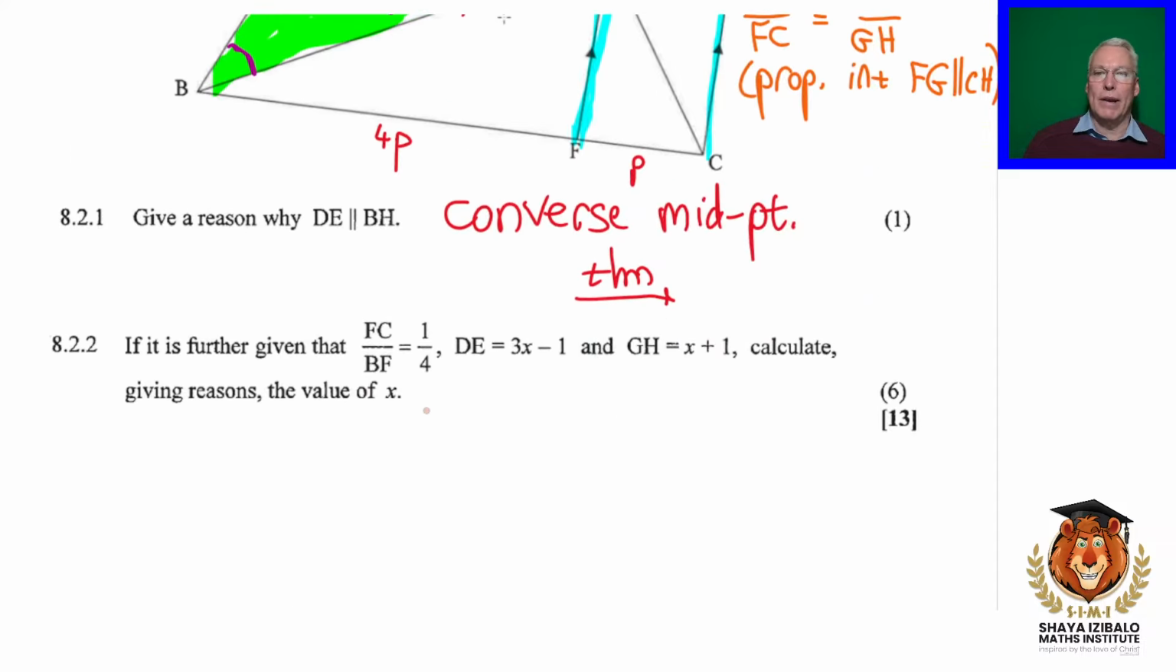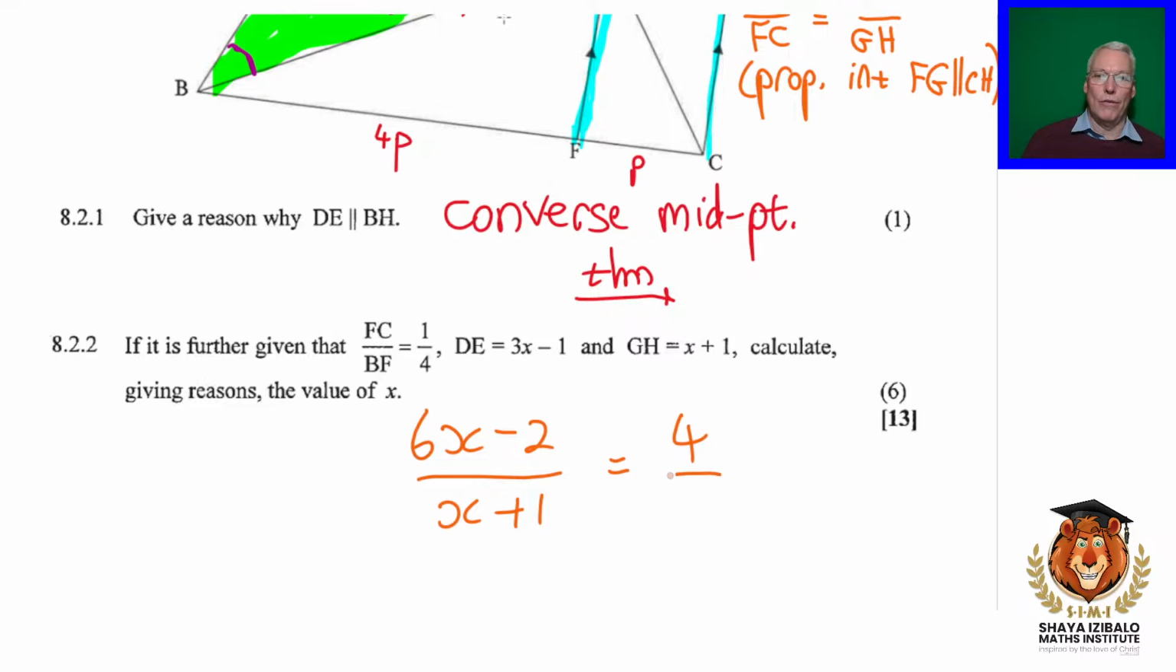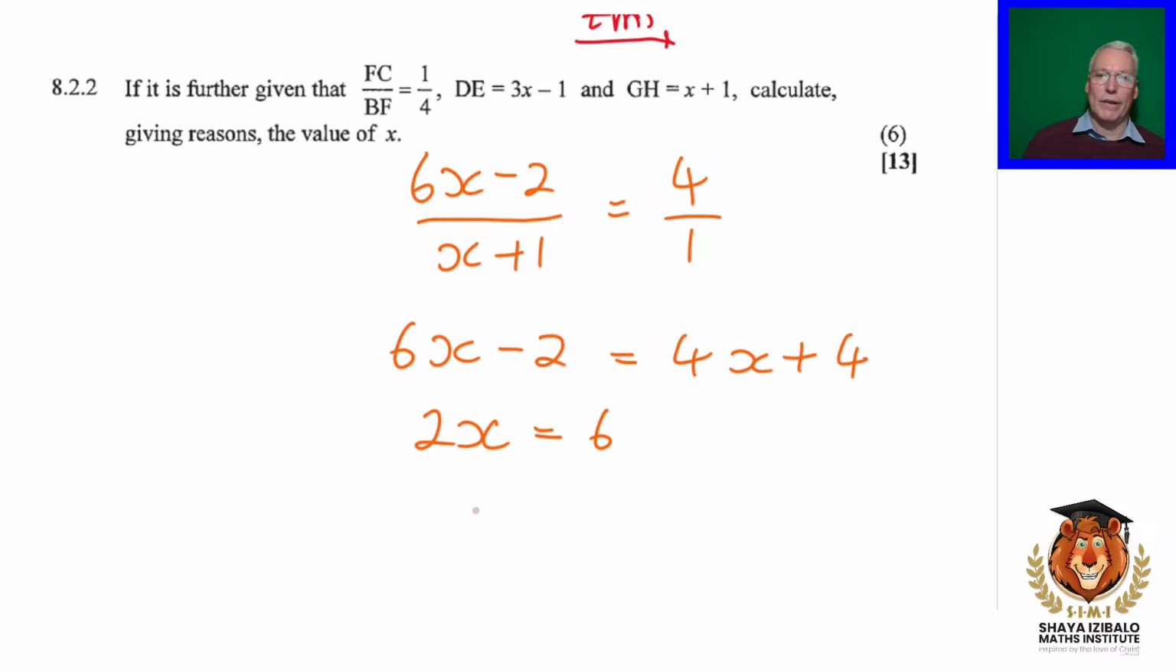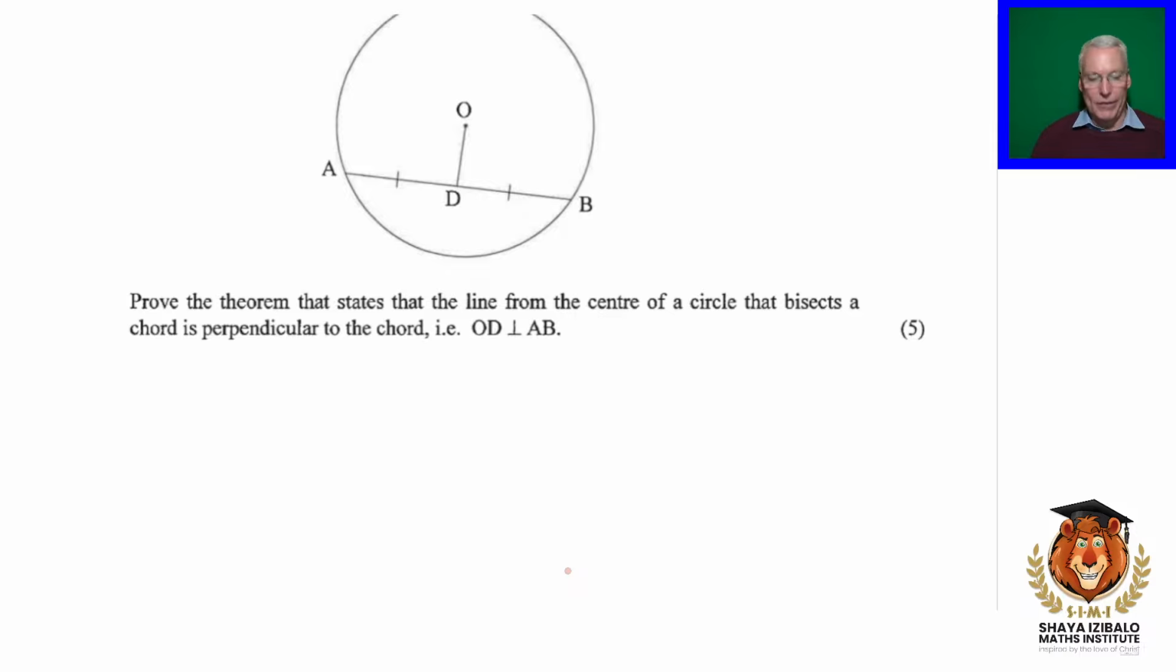6x minus 2 over x plus 1 must be the same as 4p over p, or just 4 over 1. And now, if we cross multiply, we get 6x minus 2 is 4x plus 4. Let's subtract 4x from both sides, giving us 2x, and add 2 to both sides. 2x is 6. We get a final answer of x equals 3. That's a little trickier. Okay, on to, I think it's the second last question.